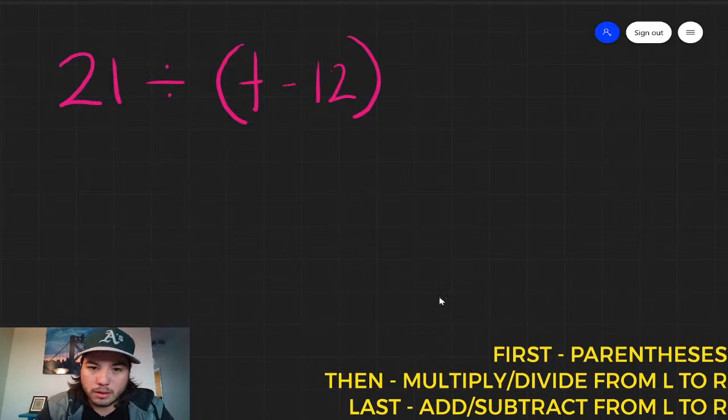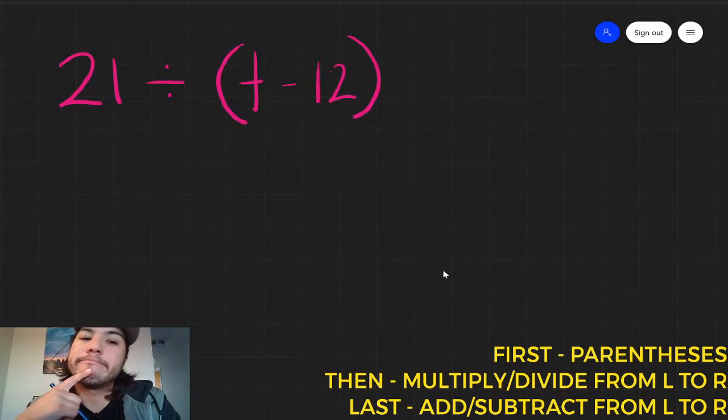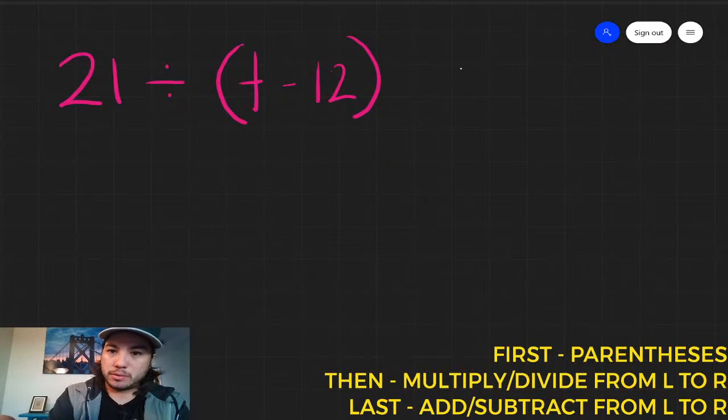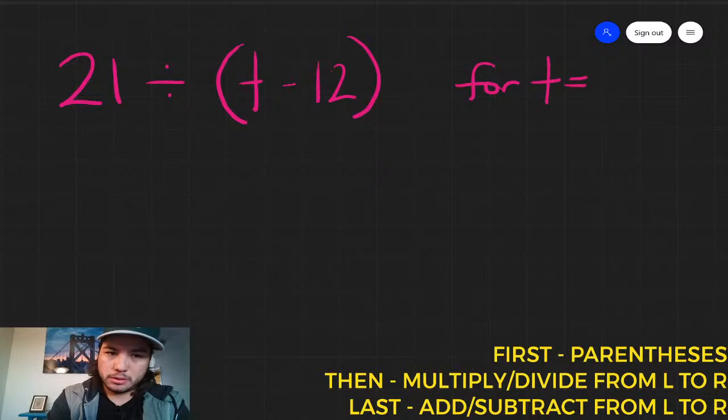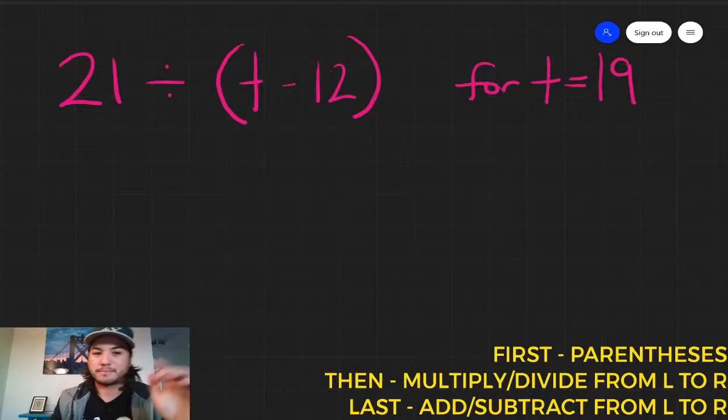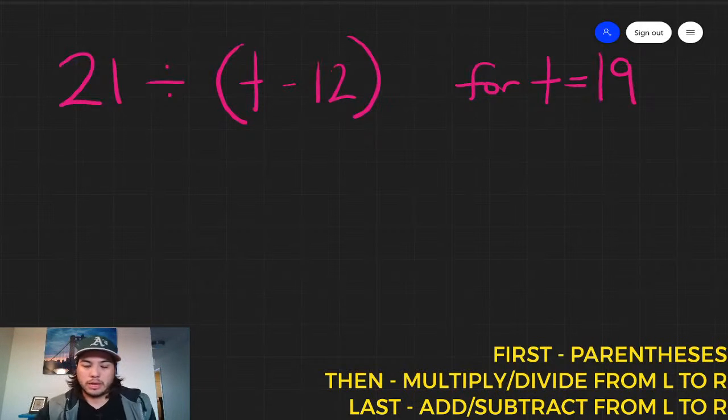So let's make t equal, okay, try this one. So 21 divided by t minus 12, for t equals, let's go with this, 19. So where that t is, put a 19 there, and then simplify it. Do your subtraction first, and then divide. So instead of t minus 12, you'd then have 19 minus 12. Starting to get some answers in the chat. Keep on working it out.